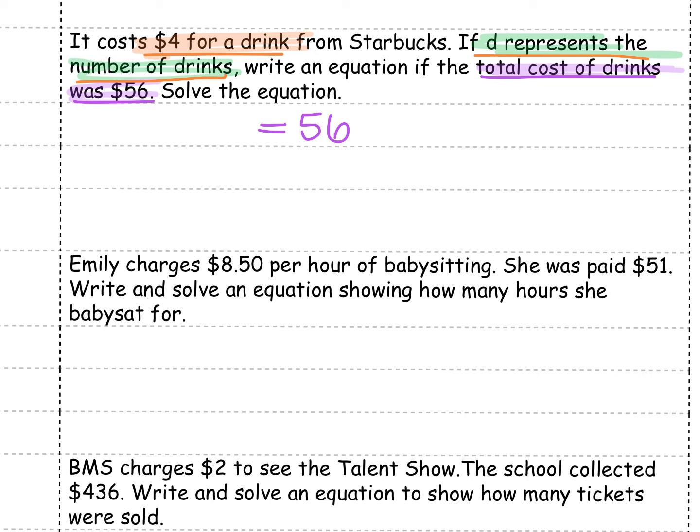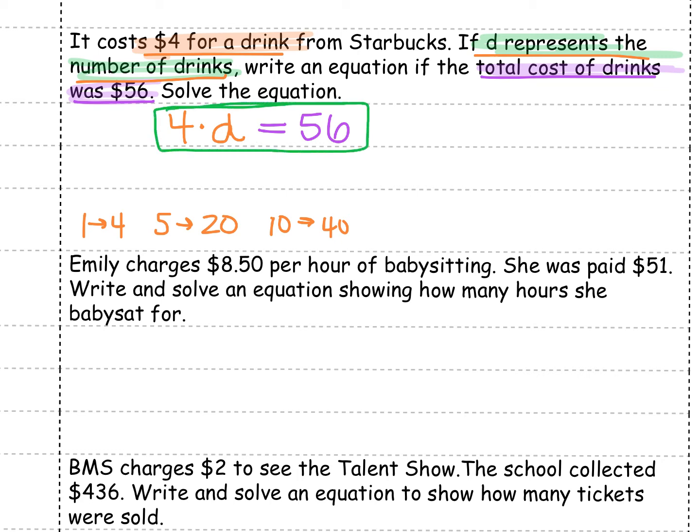So if I'm thinking in my head, one drink would be $4. If I bought 5 drinks, I would have to have 4, 5 times. It'd be $20. If I bought 10 drinks, I would have 4, 10 times, which would be $40. And so I realize what I'm doing is I'm multiplying. I'm taking how much a drink costs times how many drinks I buy. $4 a drink, and each drink is D dollars, and all together it equals 56. So right here is my equation.